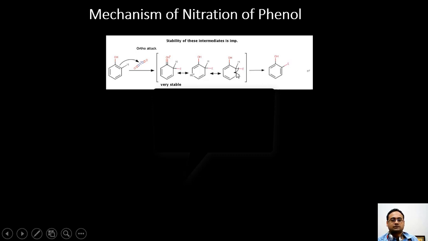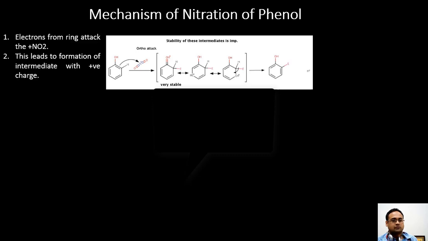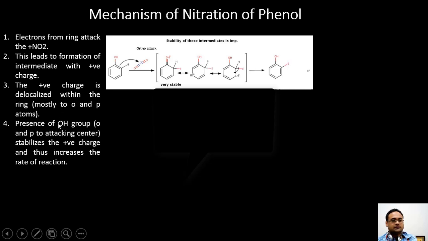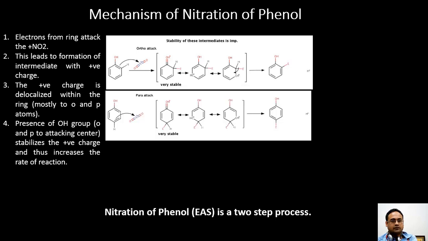In the other two structures, such sharing is not possible, and therefore the contribution from this resonance structure is very high. Once this intermediate is formed, it quickly loses the proton to give us the nitrated phenol. So electrons from the ring add to the nitronium ion. This leads to the formation of the positively charged intermediate, which is stabilized by delocalization.